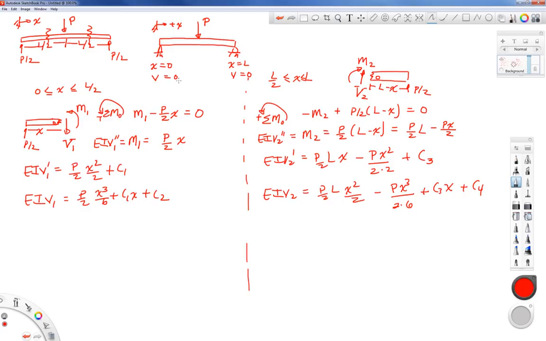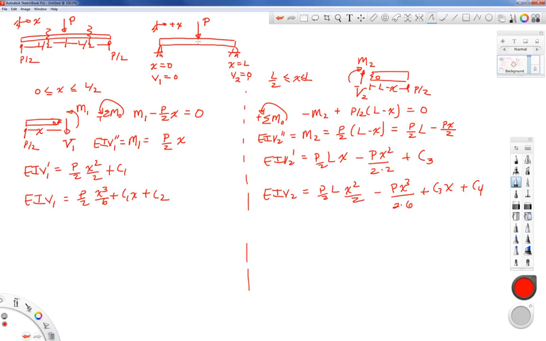But we have to be a little bit careful here. This support lies in region 1, and the other support, the roller, lies in region 2. So we need to be very specific now. At x equal to 0, V1 is equal to 0, and at x equal to L, V2 is equal to 0. Since we have 4 constants of integration now, we need to have 4 boundary conditions. This is what are known as matching boundary conditions.